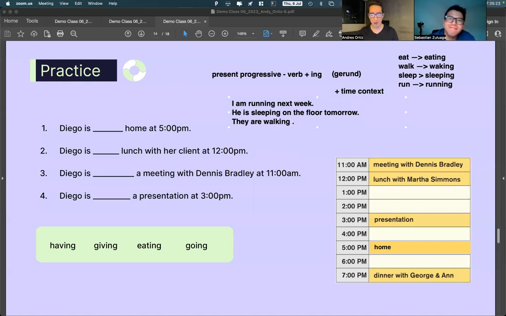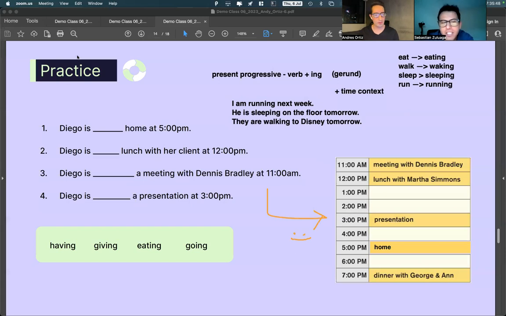Now, Sebastian, what would you give me an example with they are walking? Any context in the future? They are walking to Disney tomorrow. Oh, to Disney tomorrow. Very good. Lucky kids. So what we're going to do here is using this little guy over here. All right. Say hello. Using the schedule, we're going to answer the questions to the left.